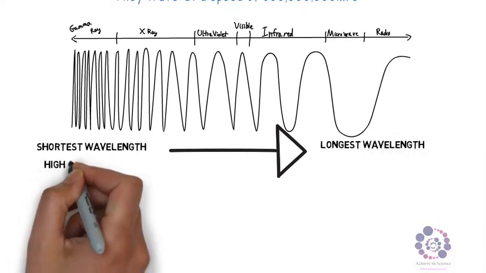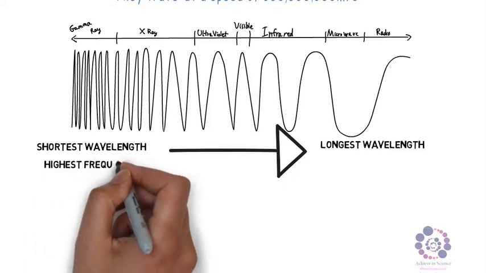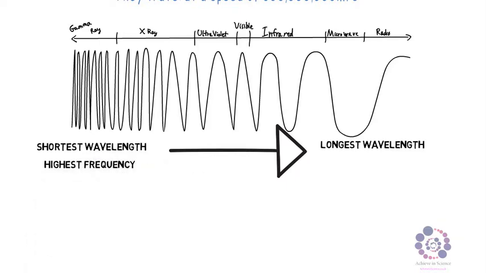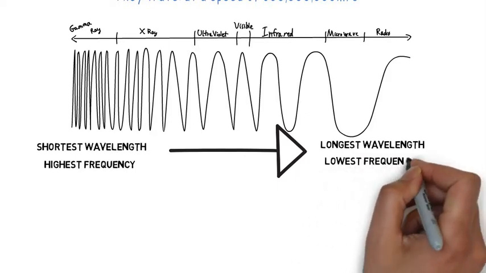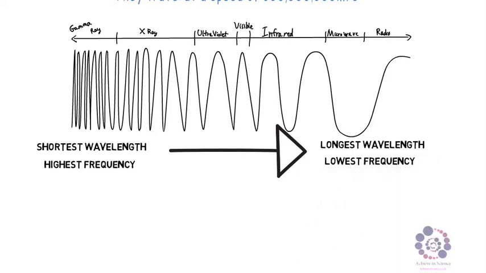Now all of these electromagnetic waves have different uses. You need to be able to list the electromagnetic waves in order, and you need to give uses for each of them. Let's now have a look at some of the uses.